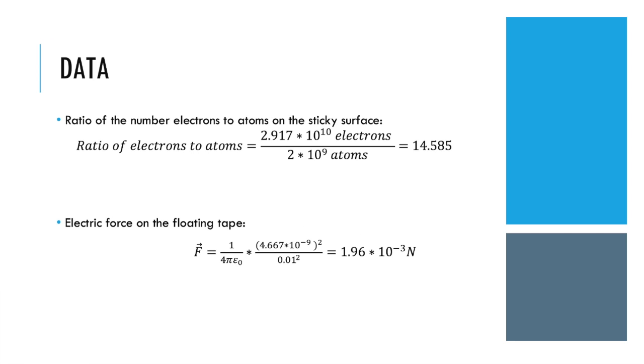The ratio of electrons to atoms is just going to be the number of electrons divided by the number of atoms, which is 14.59. And then the electric force on the floating tape, we plug the numbers in and we get 1.96 times 10 to the negative 3 newtons.